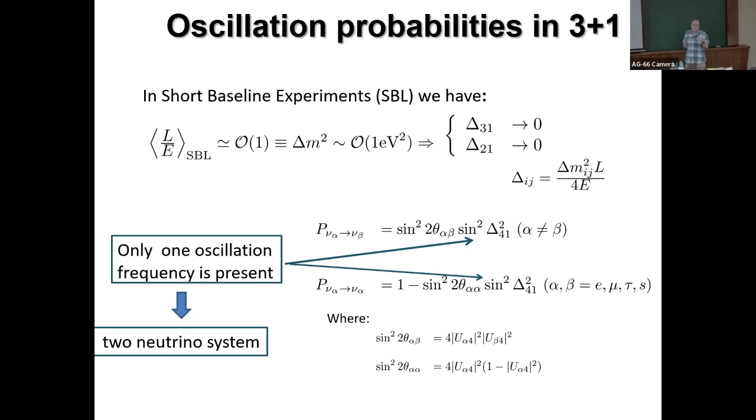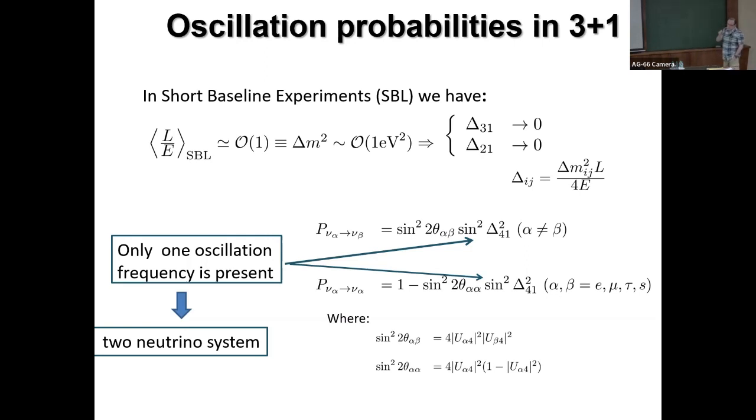Just to remind you, the solar scale is 10 to the minus 5 electron volt squared, and the atmospheric scale is 10 to the minus 3 electron volt squared. So this is another, very different scale, in the context of this 3+1 neutrino oscillation framework. This is motivated by experimental data.